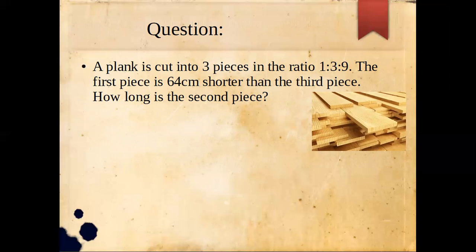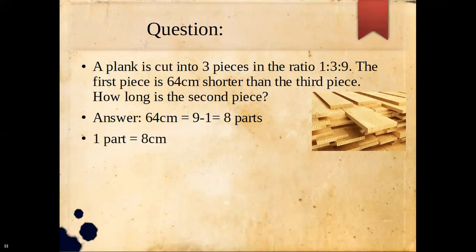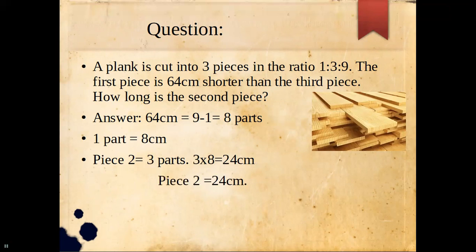All right, so the answer. We've got 64 centimeters is 8 parts, because that's the difference between the longest and the shortest. So one part is 8 centimeters. If 8 parts is 64, one part is 8, because you divide by 8. So piece 2, which is 3 parts, is 3 times 8, which is 24 centimeters. Hopefully that makes sense. So piece 2 is 24 centimeters, and that is the final answer.